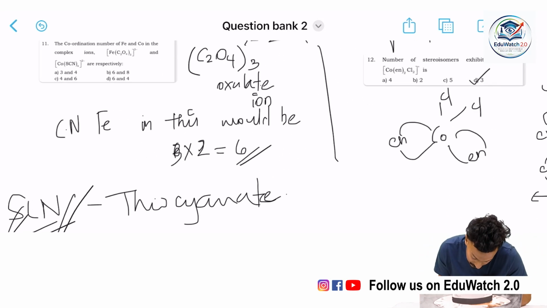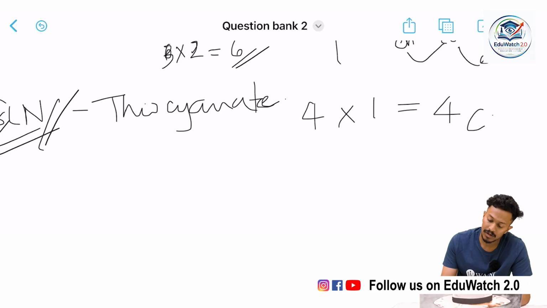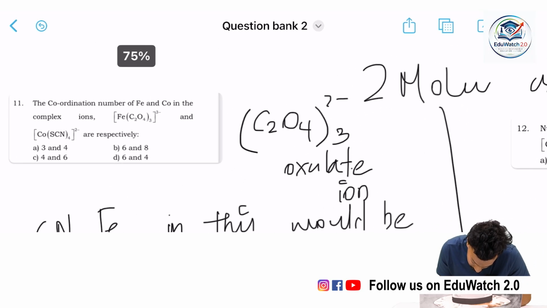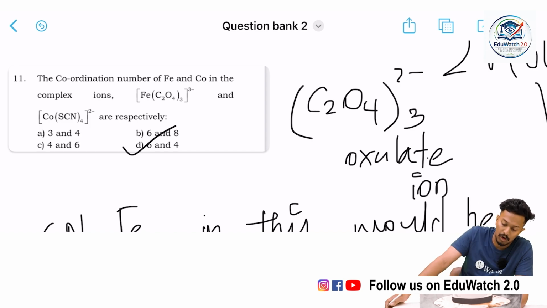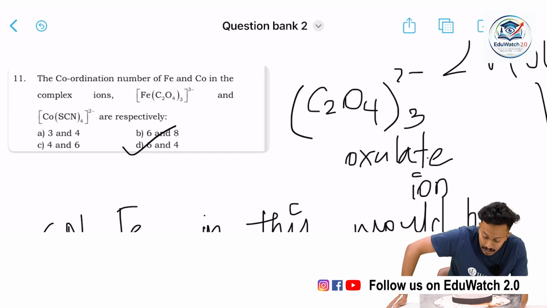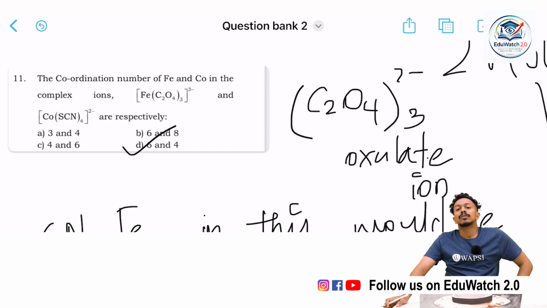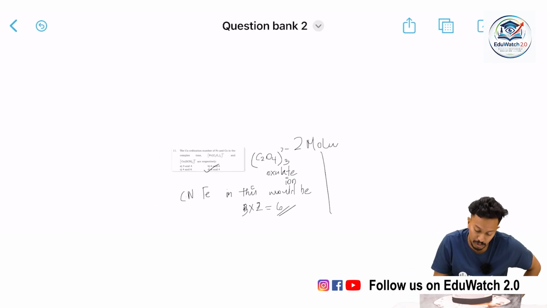Here there are 4 thiocyanides, each with one coordination center, which means a coordination number of 4. So the correct option would be 6 and 4, which is option D. Am I right? Yes. The coordination number of iron and cobalt in the complex ions, Fe trioxalate ion and cobalt tetrathiocyanate ion, would be 6 and 4. Okay, we will move on to our next question.